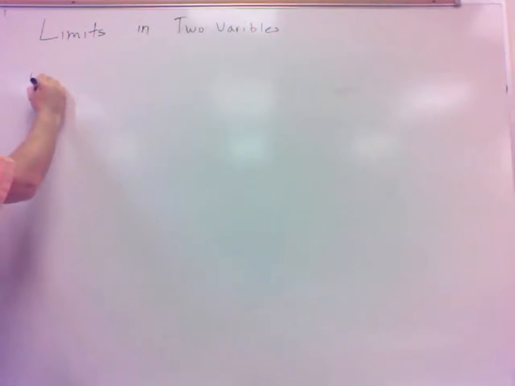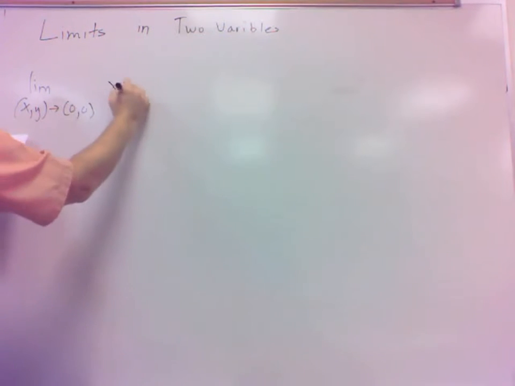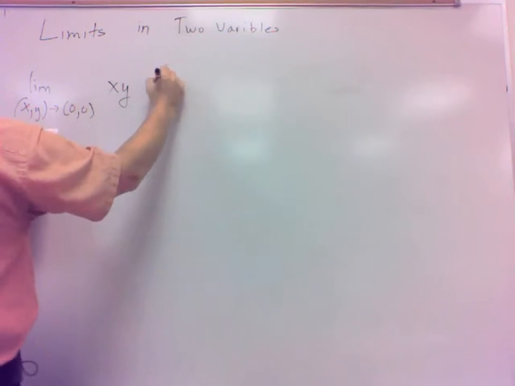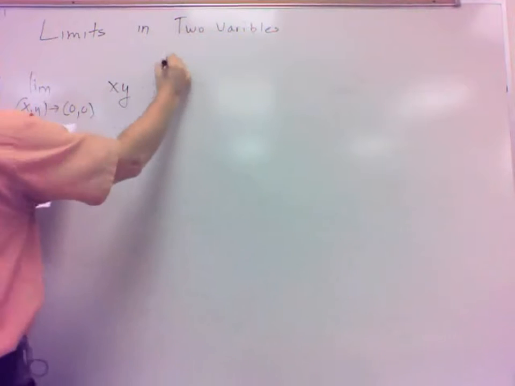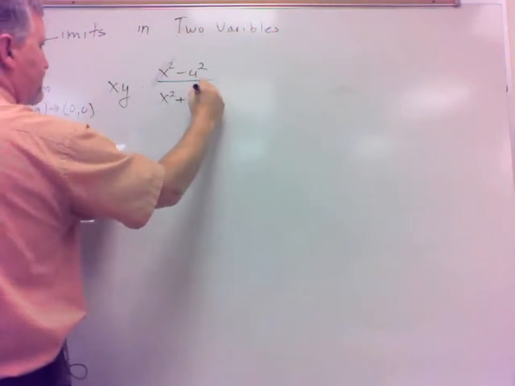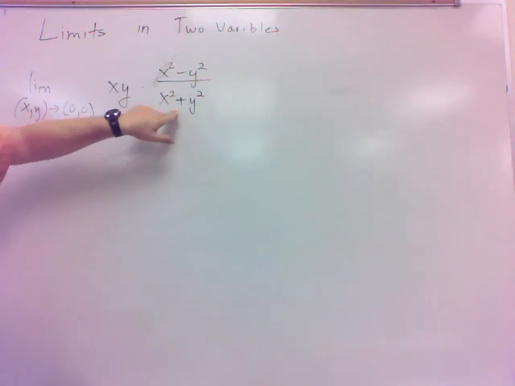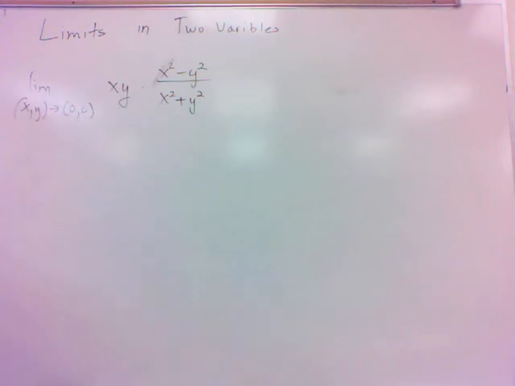All right, let's do the limit as (x, y) approaches (0, 0) of x squared minus y squared over x squared plus y squared. The one thing we note about that is we can't use our little techniques because that one doesn't factor.